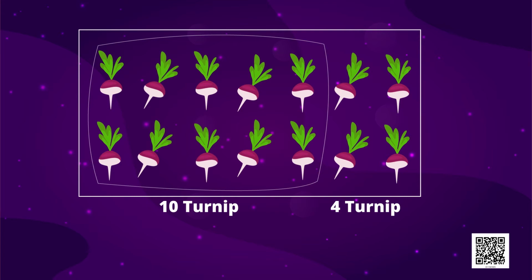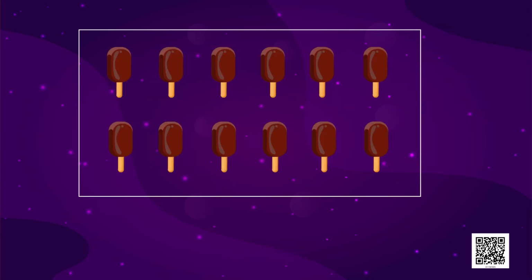Tens means 10 and 4. So 10 plus 4 is equal to 14. So here we had 14 turnips.